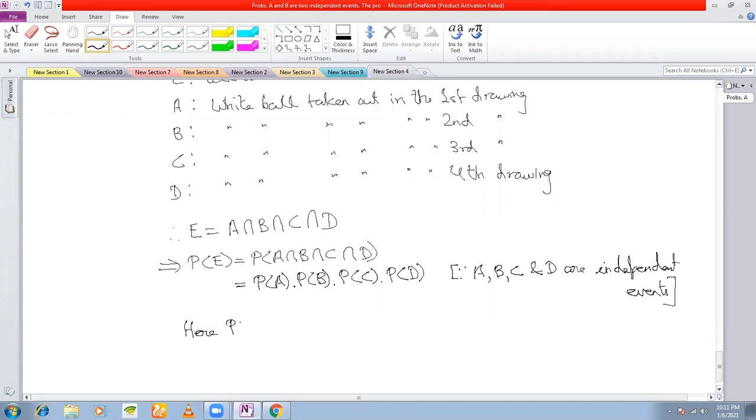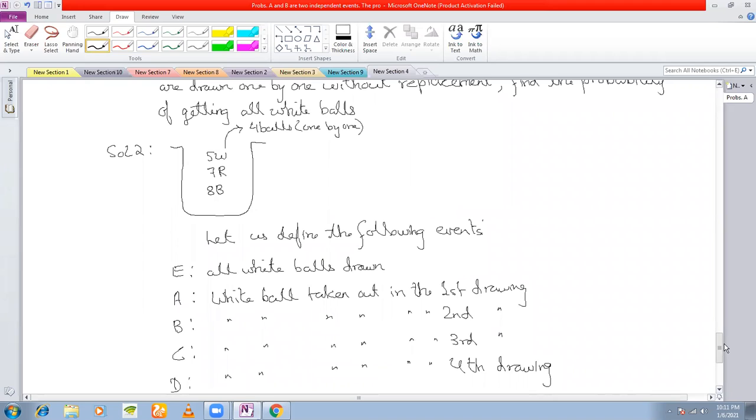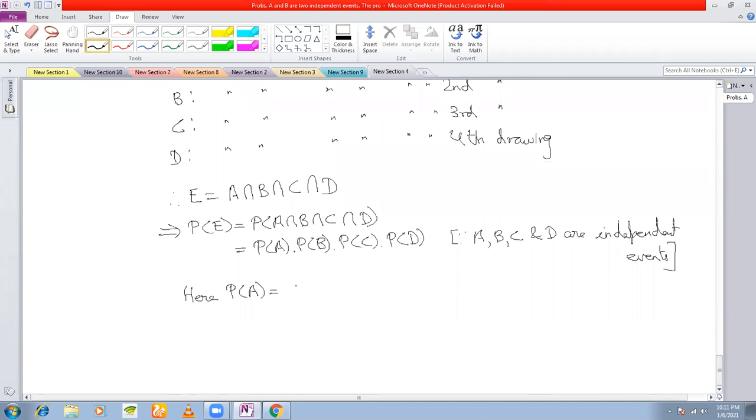So what is P(A)? White ball taken out in the first drawing. Now look at this. How many white balls? 5 white balls. How many total number of balls? 5 plus 7, 12. 12 plus 8, 20. So at first you have a total of 20 balls, and we are drawing out a white ball. So 5 by 20 is the probability.